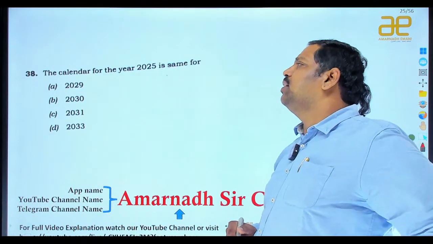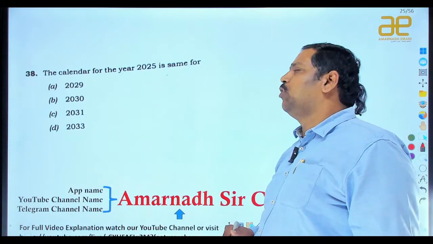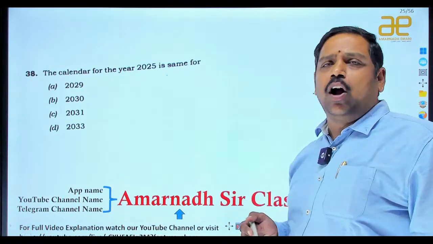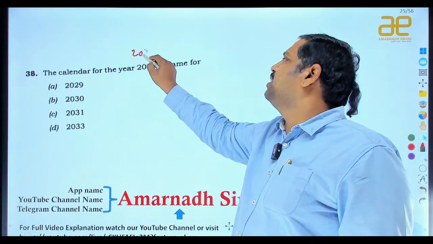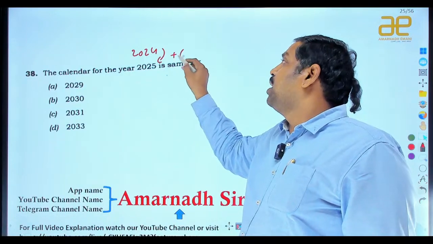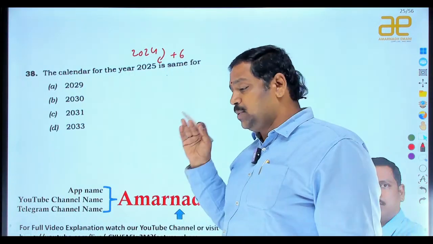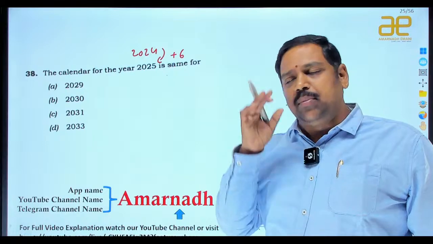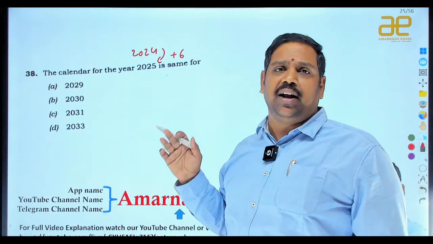The calendar for the year 2025 is the same. Already we know that 2024 means it is a leap year. A leap year next means +6. And here I have given some precautions. If you observe even my YouTube channel, or my regular app, or my offline classes also.